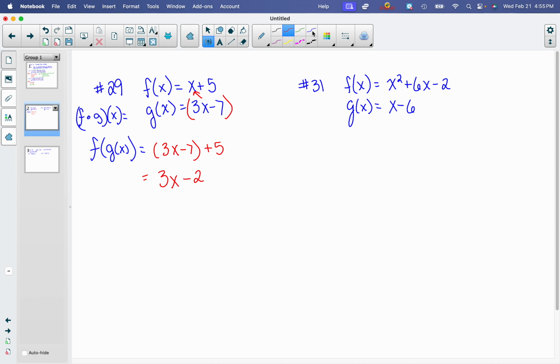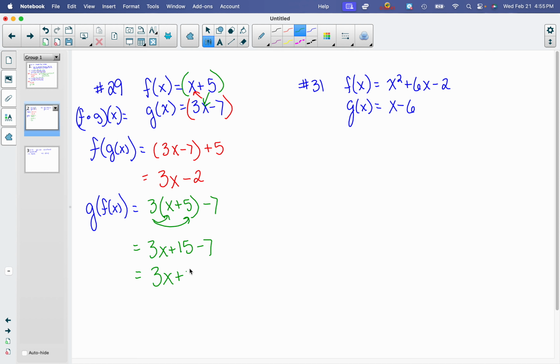Now I need to find g of f of x. So for that one, I'm going to take f of x and drop it into g of x where the x is. So I still have a 3 times, in place of the x, I put x plus 5, and then I still have a minus 7. So I'm going to distribute the 3. I get 3x plus 15 minus 7, so it's 3x plus 8. And those would be my two answers for f of g of x and g of f of x.